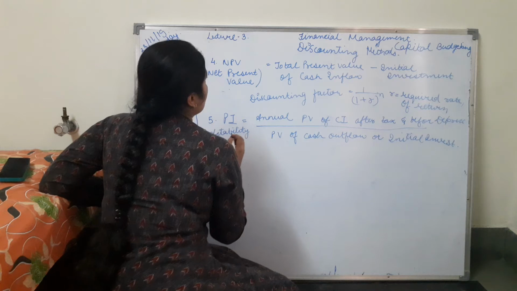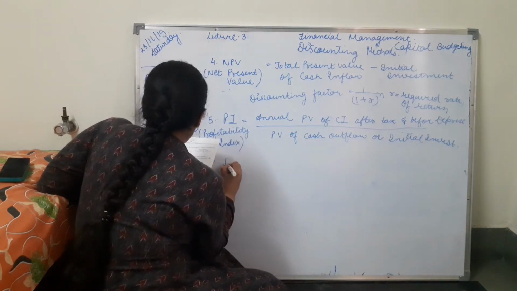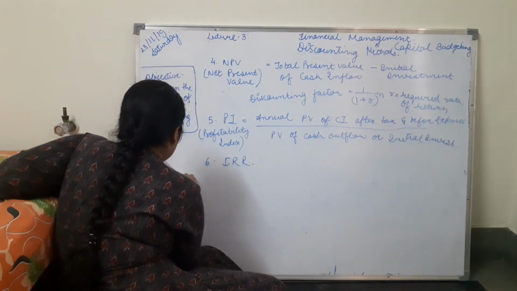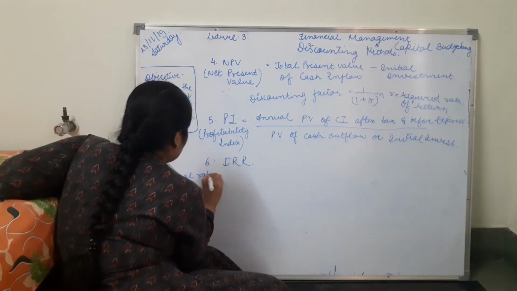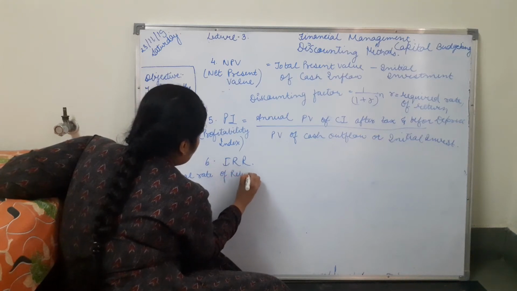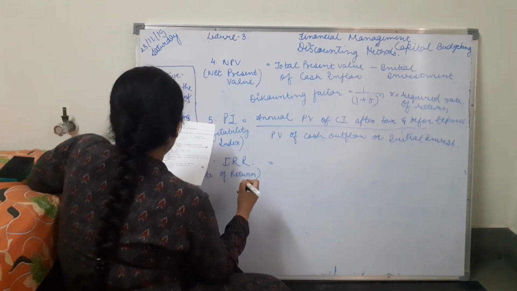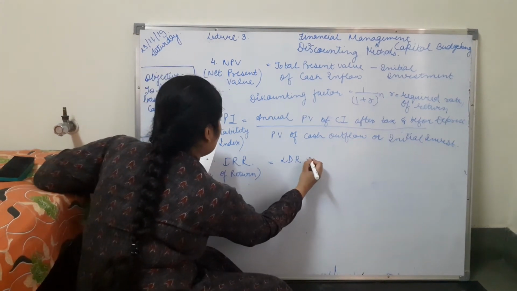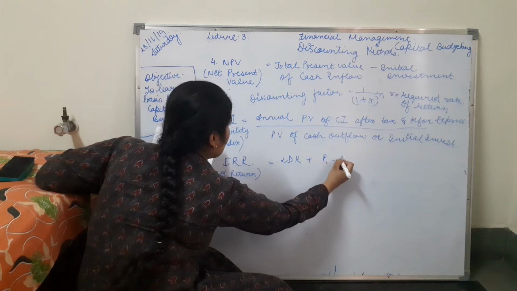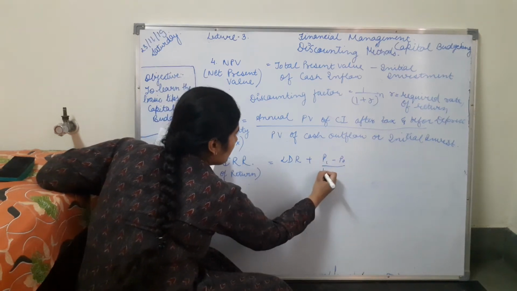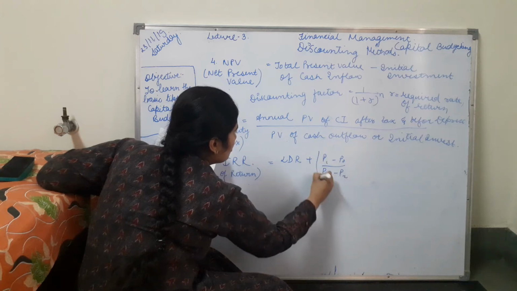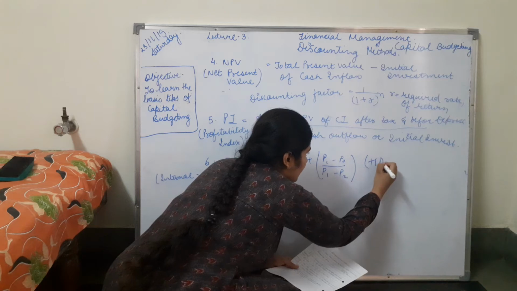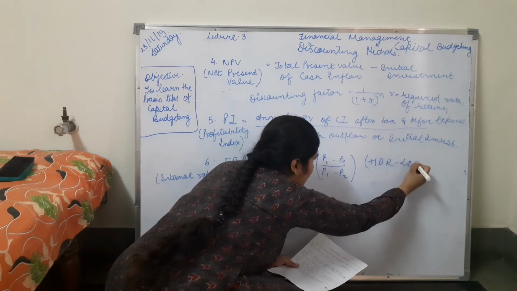And here we can discuss one more discounting method, that is internal rate of return. Internal rate of return equals LDR plus (P1 minus P0) upon (P1 minus P2), multiplied by (HDR minus LDR).